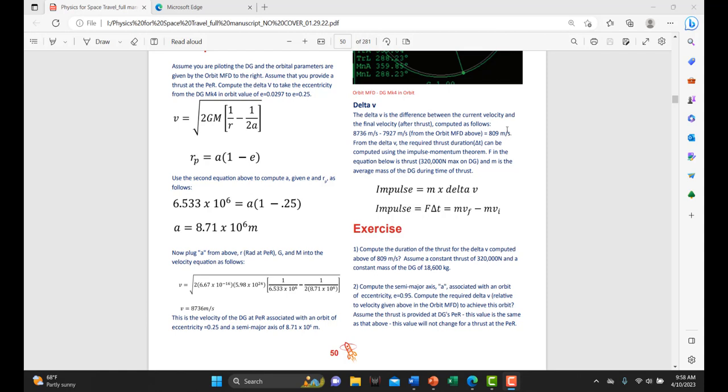So why is the delta V so important? Why do astronauts always talk about it? Well, from the delta V, the required thrust duration can be computed using the impulse momentum theorem. F in this equation down here is the thrust. The maximum thrust on the spacecraft is 320,000 newtons. From this equation and the delta V, factor M out, and you're going to get M times the delta V. We can find out the duration of the thrust. So that's important: how long do we need to thrust for at 320,000 max? So try these exercises.